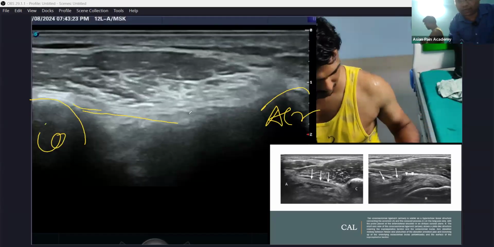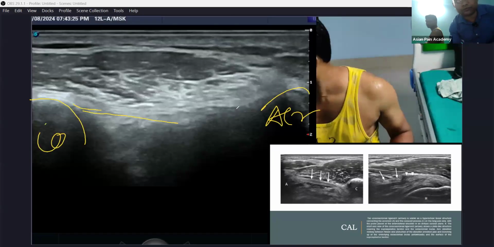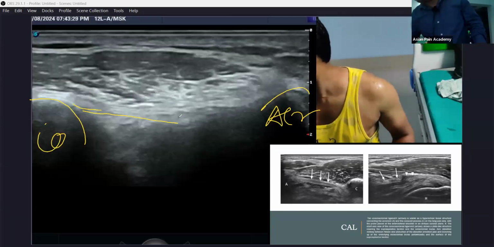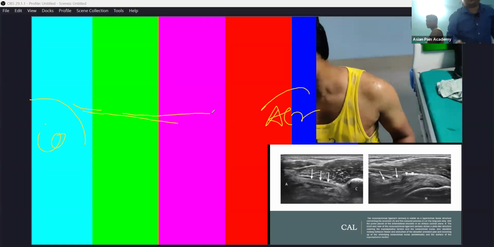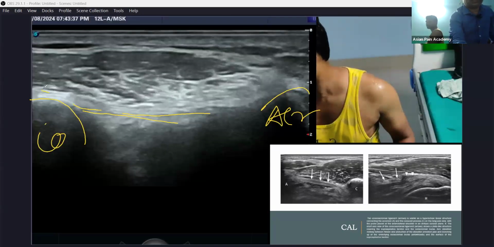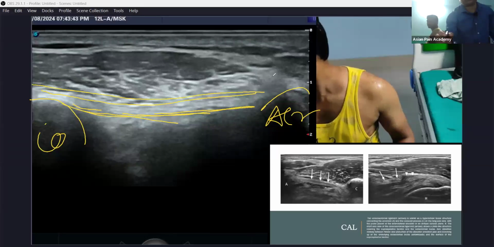What is happening? See. Okay, so this is the coracoacromial ligament.